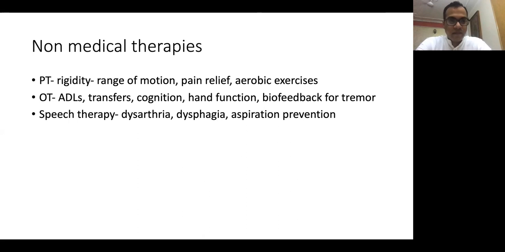We send them to occupational therapy so that the patients can learn activities of daily living despite having dysfunction. Very severely affected patients learn transfers from one place to the other. We send them for a cognition stimulation program, hand function, and in early disease, sometimes biofeedback helps for tremor. Speech therapy is required when the patient has a disabling dysarthria or dysphagia, or in later disease when aspiration becomes a problem. So those patients are taught tricks to avoid aspiration.